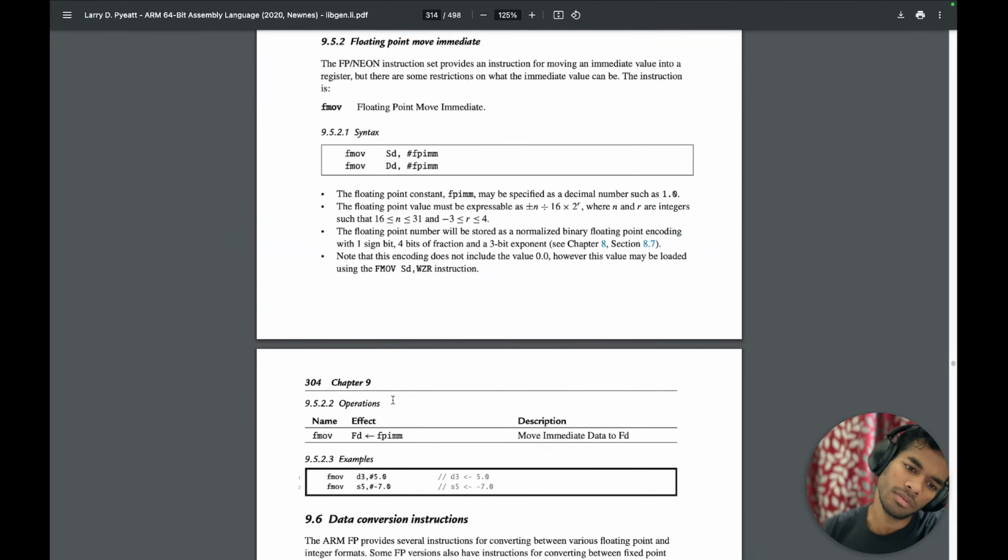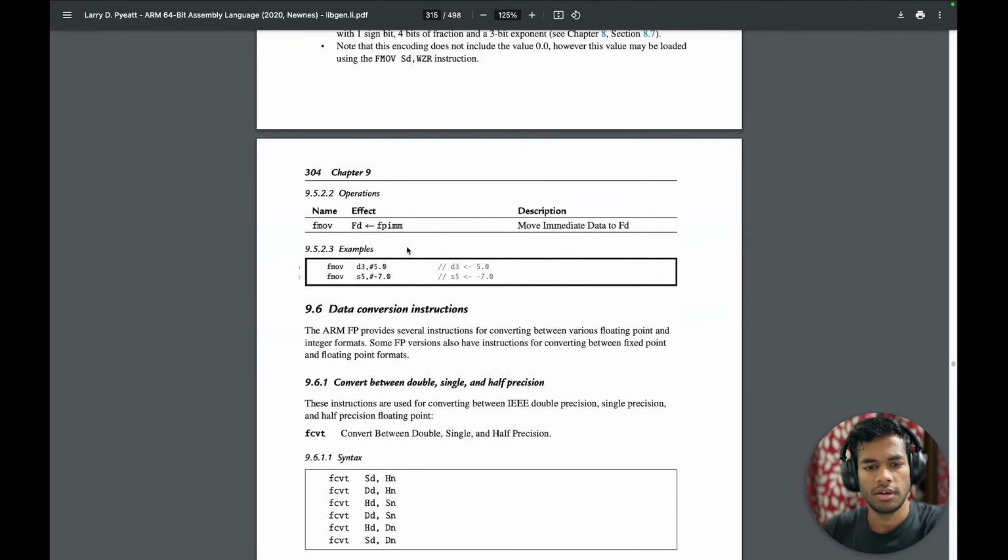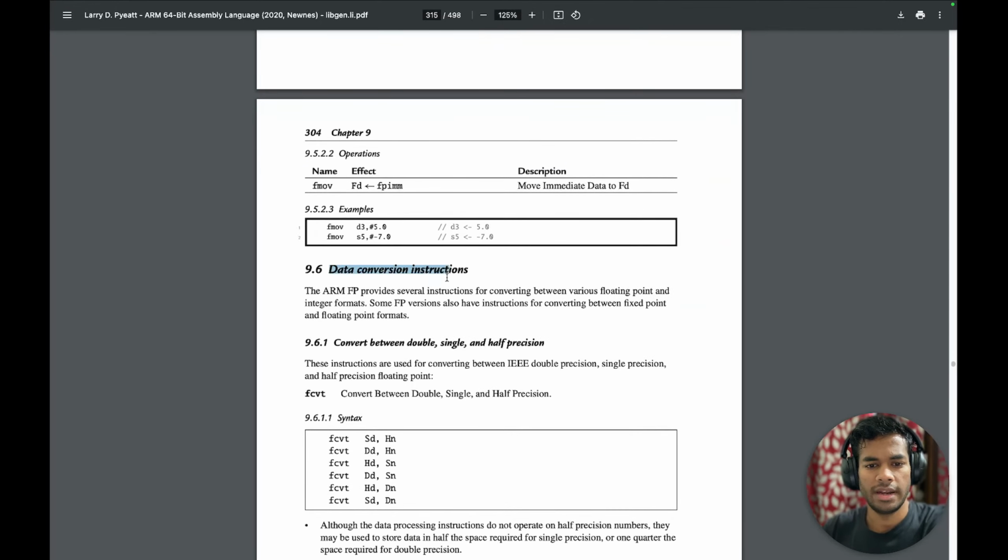Okay, let's go through with this data conversion. And then when we are writing programs, we will get a better understanding, or we can backtrace and get back here.